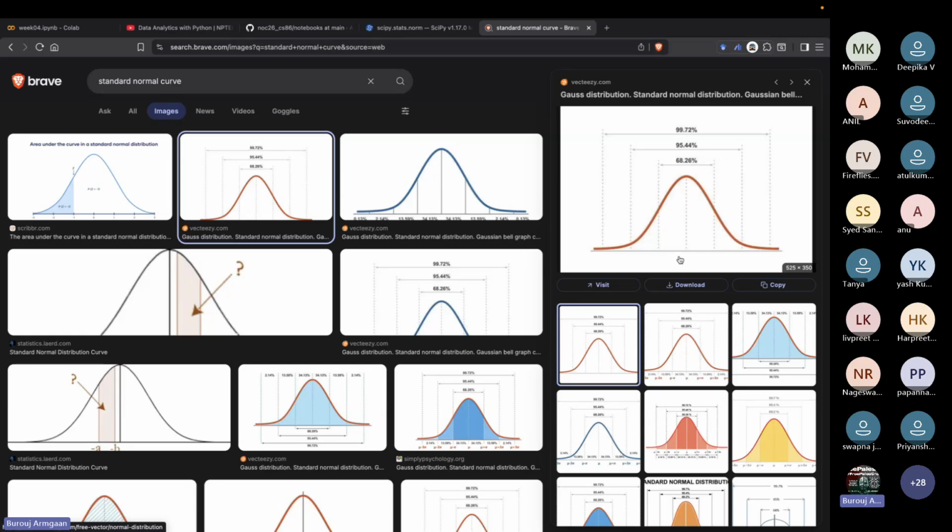So suppose I tell you your z score is 0.35. You know that I am at 0, I have to go to 0.35. Now I am at this point. If I ask you the probability for this particular z score, you have to calculate the area on the left side of it.